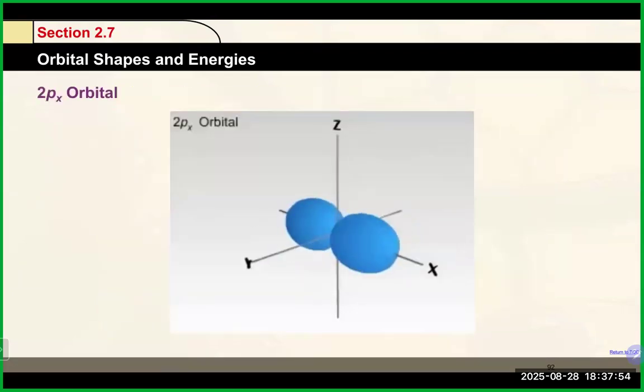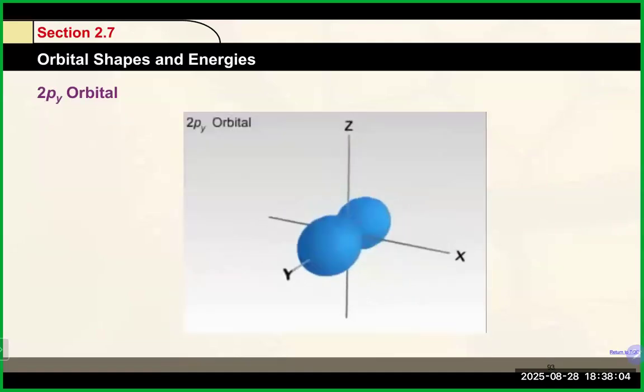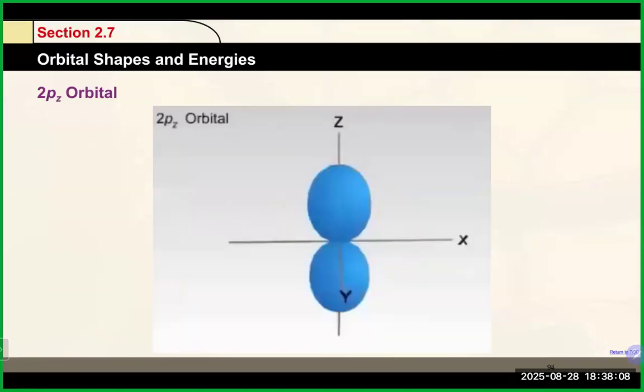Now, here's what they kind of look like. The 2px orbital is in the shape of a figure 8 along the x-axis. And the y, it's kind of the same deal. The 2py orbital is in the shape of a figure 8 along the y-axis. And then our z. The 2pz orbital is in the shape of a figure 8 along the z-axis.